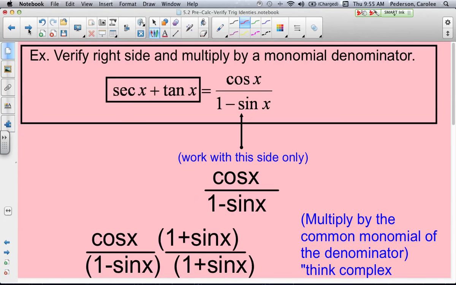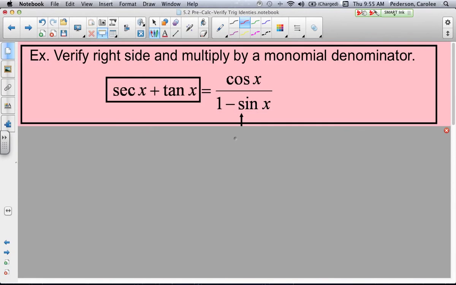Okay, last problem. We haven't seen one like this question yet. Sometimes it's a good idea to multiply the numerator and denominator of a fraction by, kind of think of it as your common denominator, like your complex conjugates when we were dealing with imaginaries or radicals when you're trying to rationalize the denominator. So we're going to work with the right-hand side of this question.